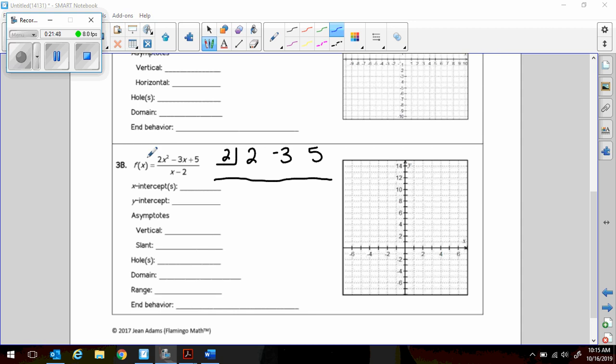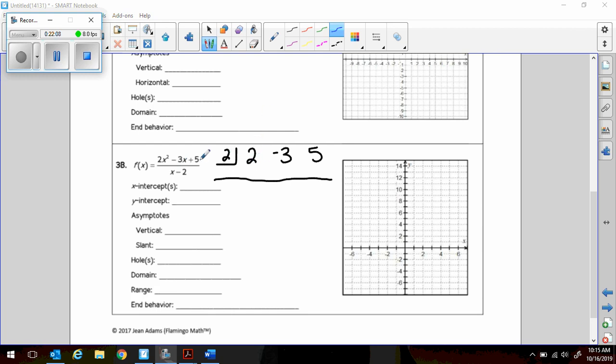So number 3, I tried to factor the top, but it didn't work. I couldn't factor it. So what I'm going to do is divide it. Since the x squared has a degree 1 more than the denominator, x to the first power, I'm going to divide it, and this is going to have an oblique or slant asymptote. And I'm going to show you how to do this.